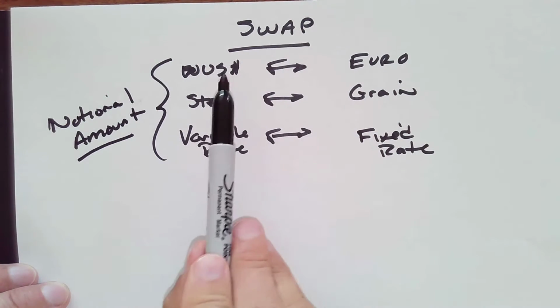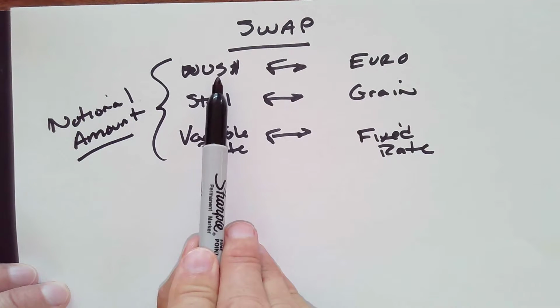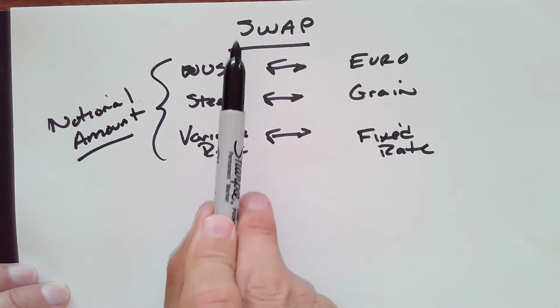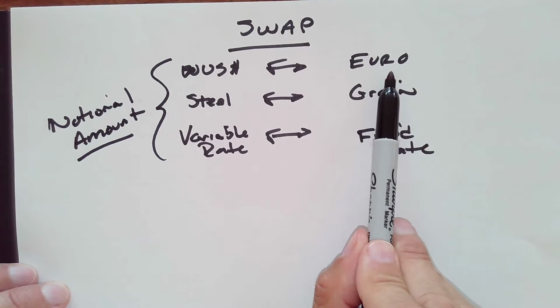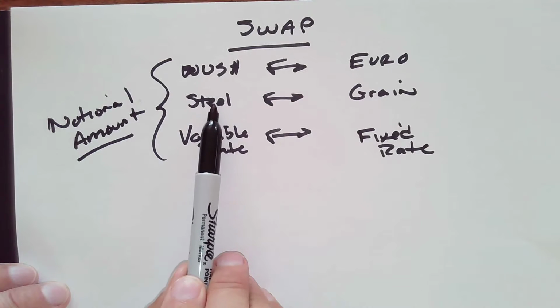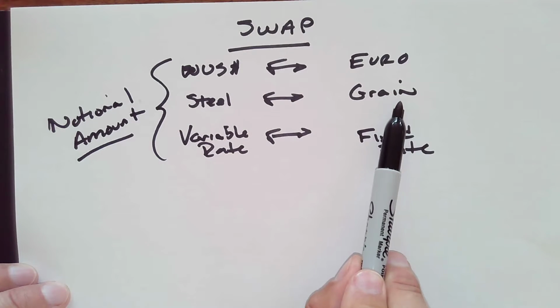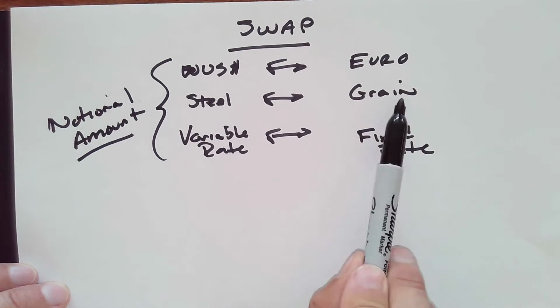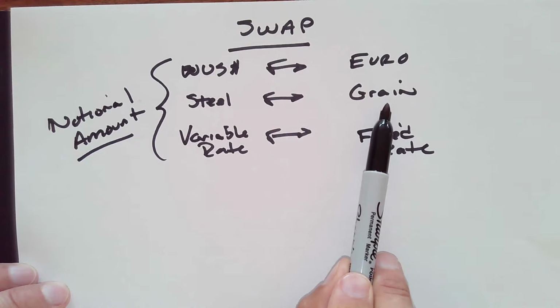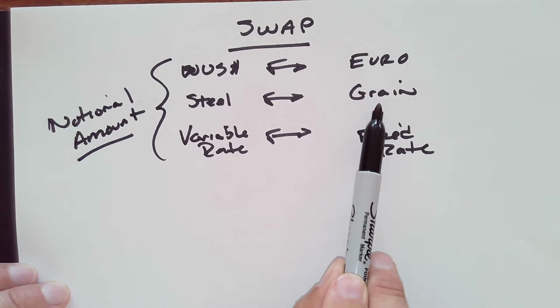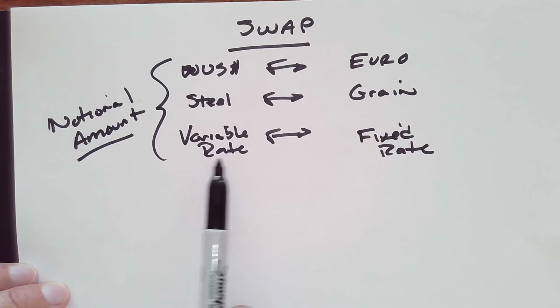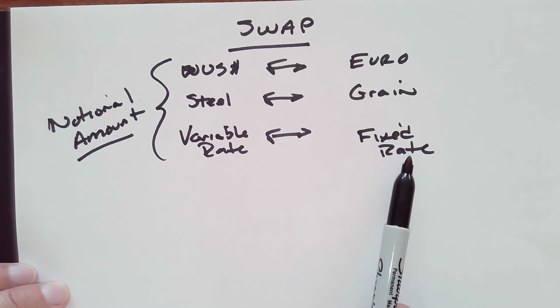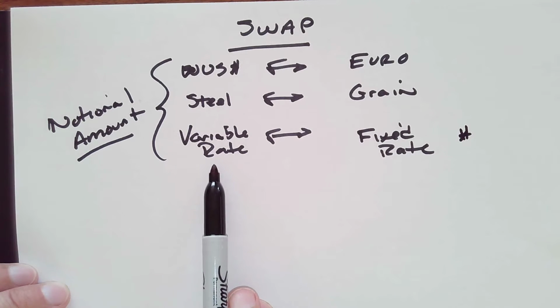Because what we're really swapping here is the US dollar and how the US dollar fluctuates in the currency market versus the euro. Steel versus grain, albeit there's probably not a lot of correlation between these two. So you don't see this very often. But you do see a lot of this, variable rate versus a fixed rate. And so we'll spend most of our time in this class talking about this interest rate swap.